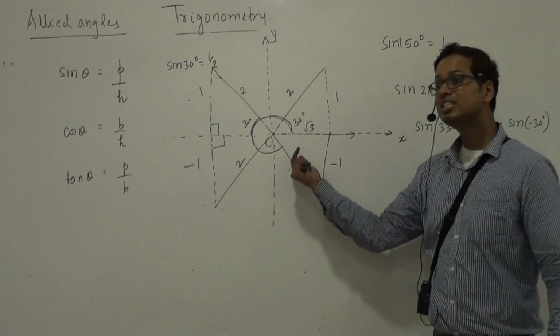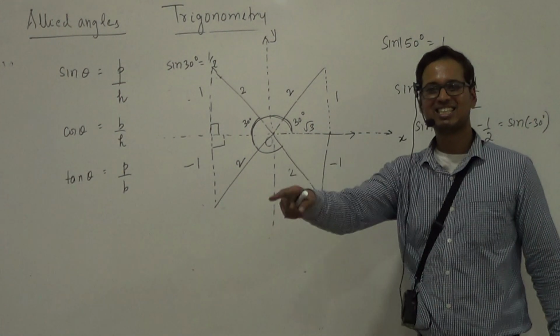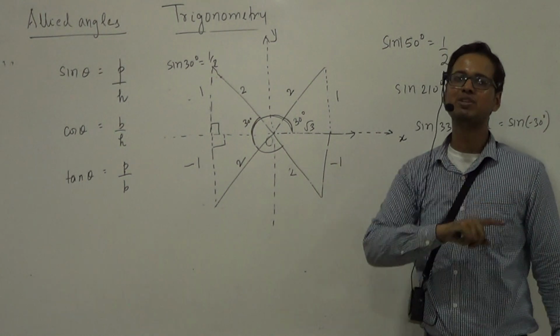When n is odd, what is cos 330? Same thing as cos minus 30, it's plus root 3 by 2. Yes, this time you will say root 3 by 2.